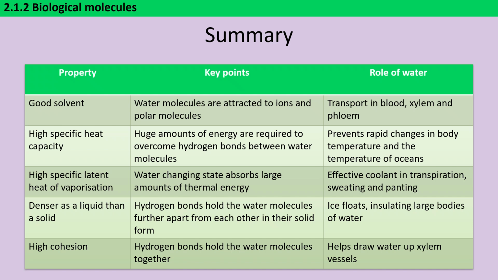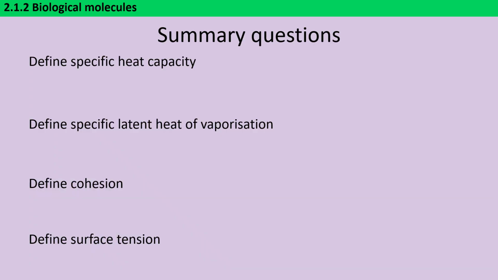Water is denser as a liquid than a solid because the hydrogen bonds hold the water molecules further apart from each other in their solid form, and this means that ice floats, insulating large bodies of water. And also water molecules have high cohesion because the hydrogen bonds hold the water molecules together, and this helps to draw water up xylem vessels. So let's pause the video and see how many of these questions you can answer now.